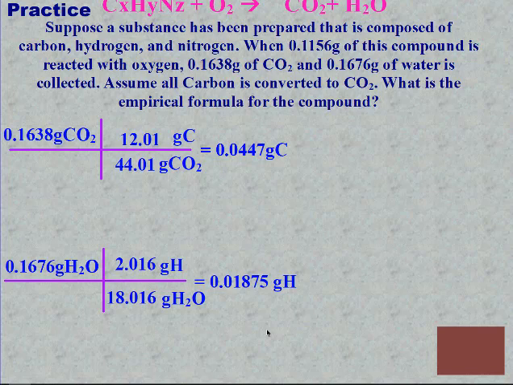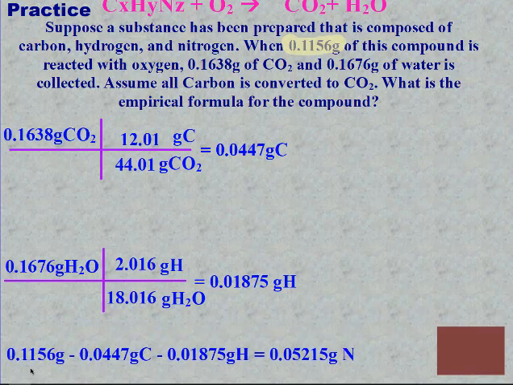So the problem is now very similar to what we've done before, but I have carbon, hydrogen, and nitrogen. To get my nitrogen, I'm going to use this 0.1156. That was the total mass of the compound. I know how much of it was carbon and how much was hydrogen, so if I subtract my carbon and hydrogen from the starting amount, that's going to give me my mass of nitrogen. Now I have my 3 starting amounts, which is the starting point that we've started with for the last 2 problems. So once you know the mass, we need to convert all of these to moles.